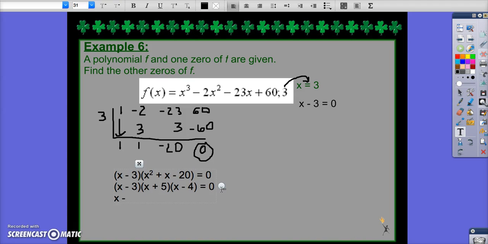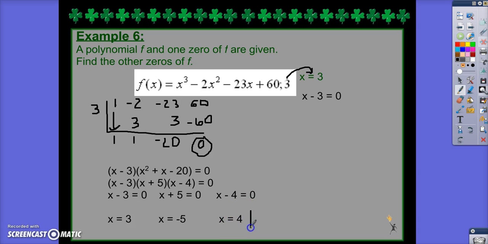And I'm going to set each equal to 0. And solve algebraically. And we'll just go with the final answer. You get x equals 3. X equals negative 5. And 4. And now this is my answer.